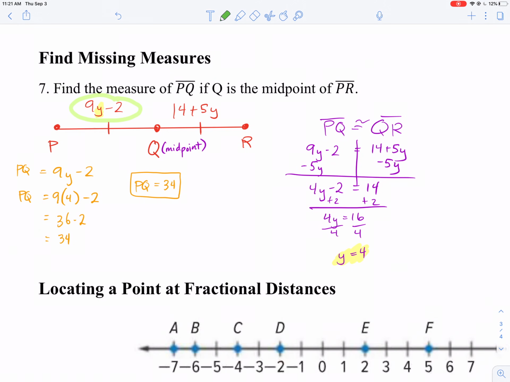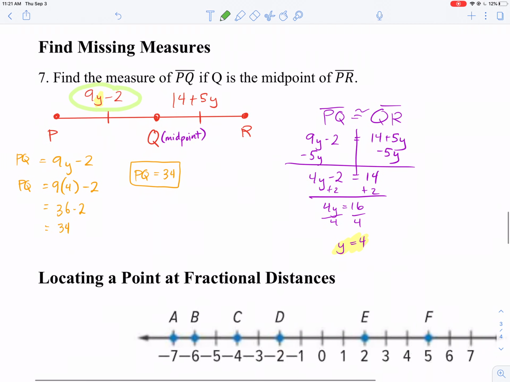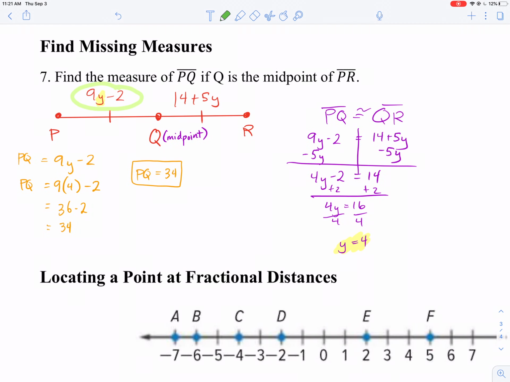Alright, Colts, welcome back to 1.3 Notes Part 2. We're going to start with question number 7. Question number 7 needs information given to you. It's not in the notes, but we're going to find the measure of segment PQ, given that Q is the midpoint of PR. So starting off, you're going to draw a picture.